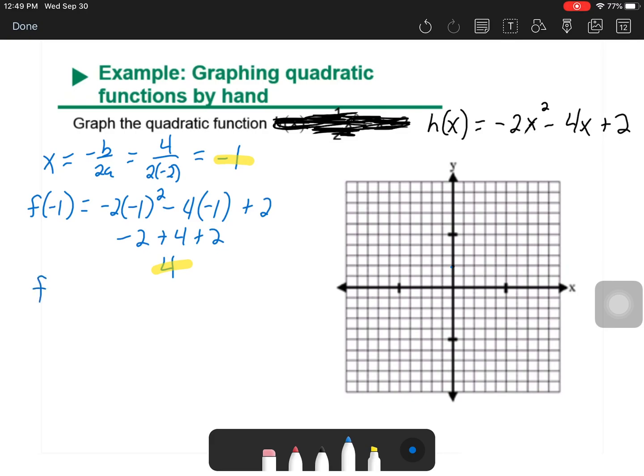So I fill that into my vertex form, and the a value is still a negative 2, so I'm going to keep a negative 2 out there, and then I'm going to have x minus h, so that's going to be x minus negative 1, or plus 1, squared, and then plus the k value, which is 4, and now it's in vertex form.